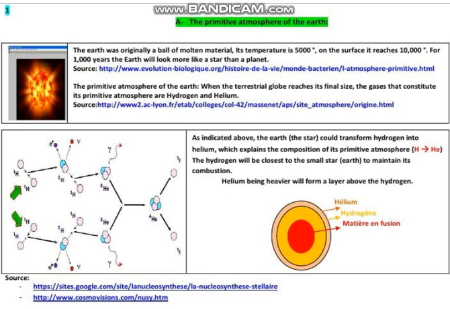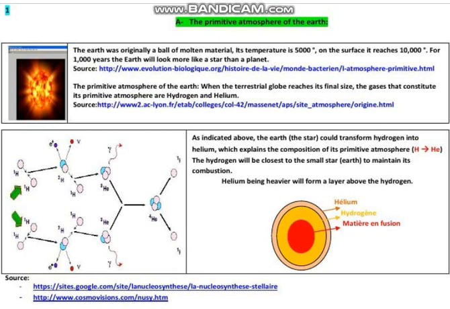Hello. The primordial atmosphere of the Earth. The Earth was originally a ball of molten material. Its temperature is 5,000 degrees Celsius. On the surface, it reaches 10,000 degrees Celsius. For 1,000 years the Earth will look more like a star than a planet.